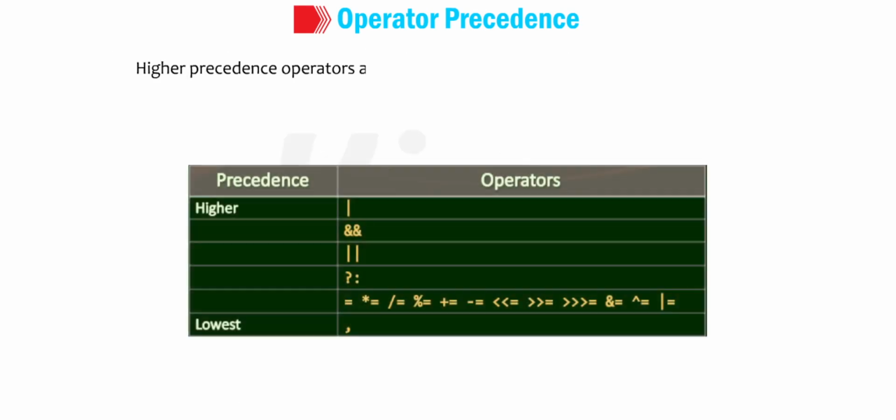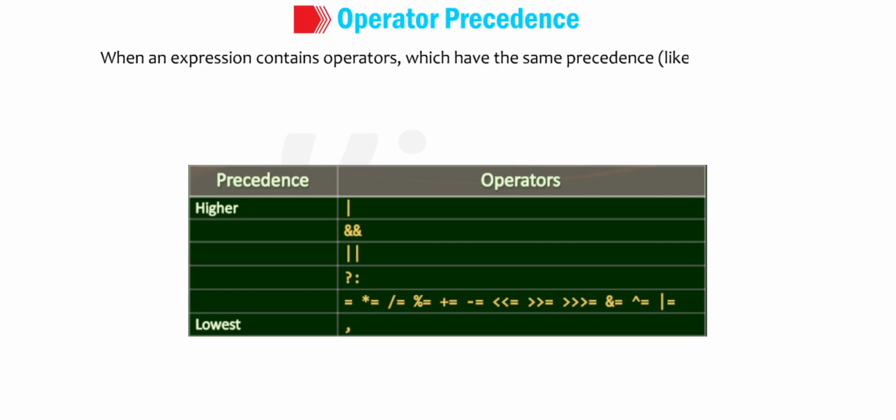Higher precedence operators are operated before the lower precedence operators. When an expression contains operators which have the same precedence like asterisk and slash, then whichever operator comes first is evaluated first. Examples: evaluate the following expressions.